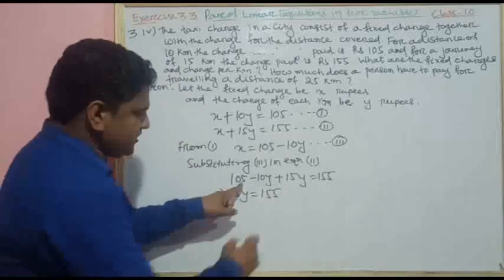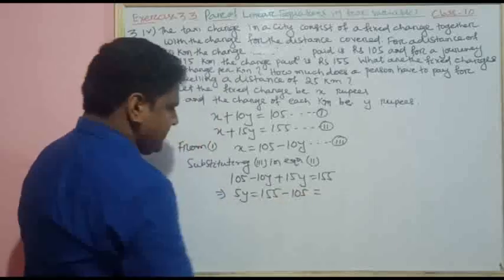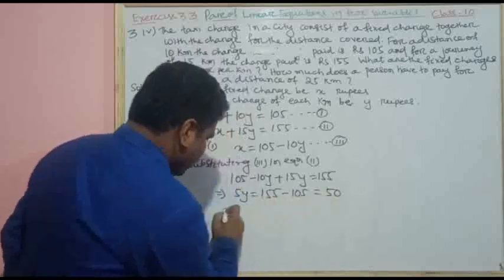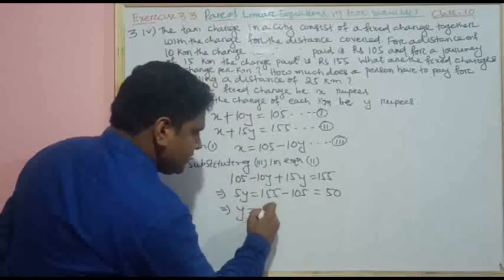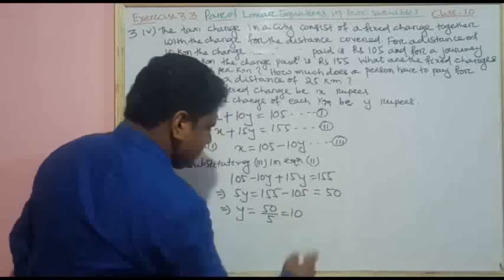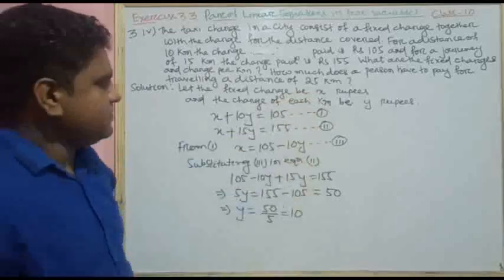When 105 moves towards the RHS it will be negative, so it is 155 minus 105, it is 50. This implies that y = 50 divided by 5 = 10. My dear students, please write this much. I have to move to that side.